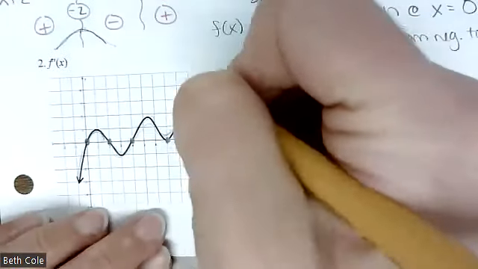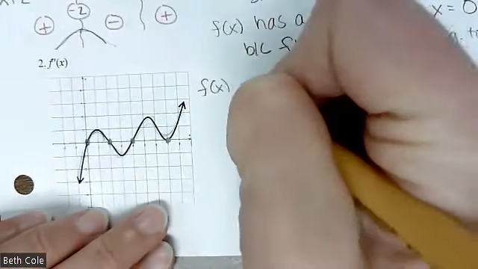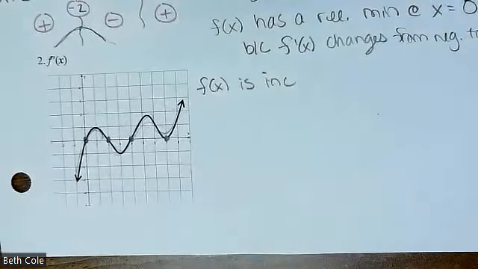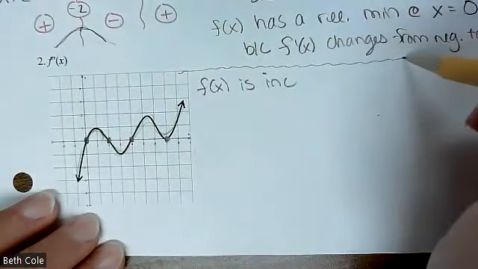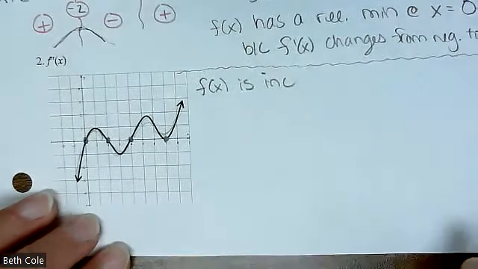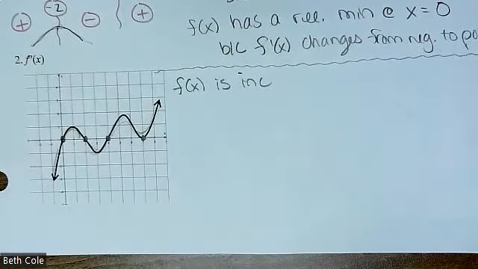Now we're going to write out the same sentences. F of x is increasing on what intervals do you think? And I'm just going to draw a line to separate this from the other problem. You're going to have to write pretty small here.